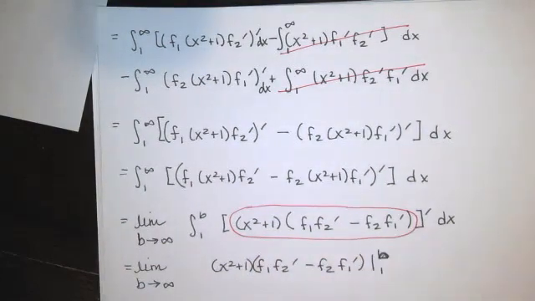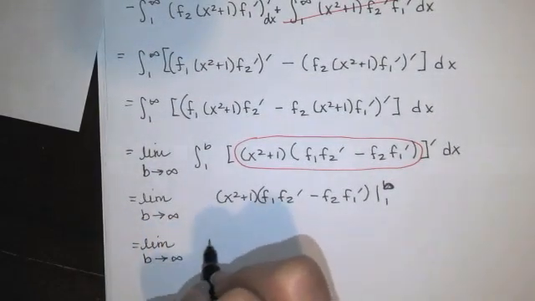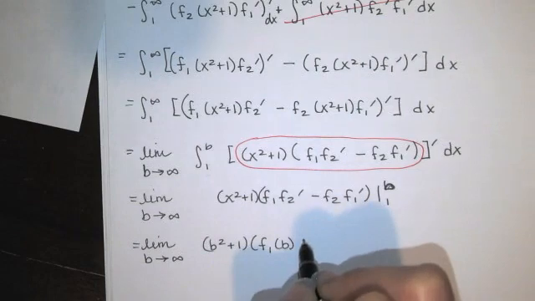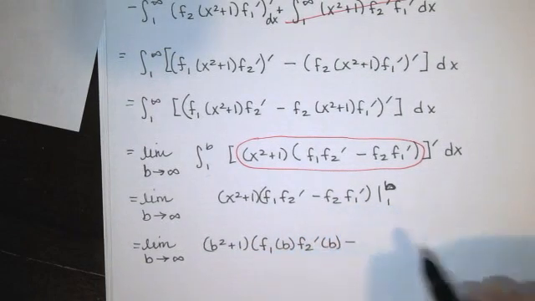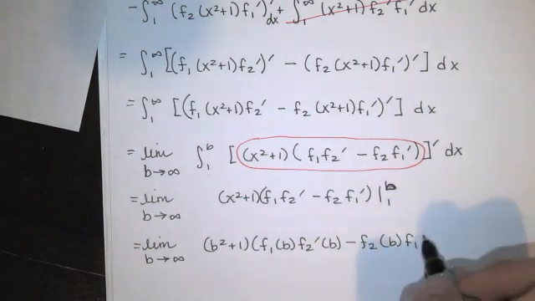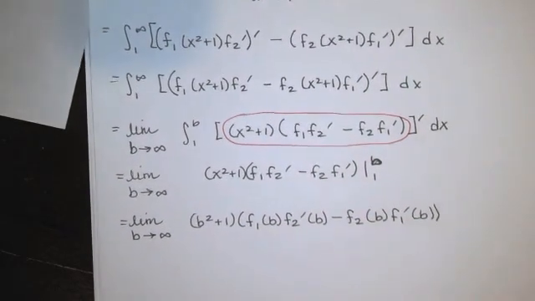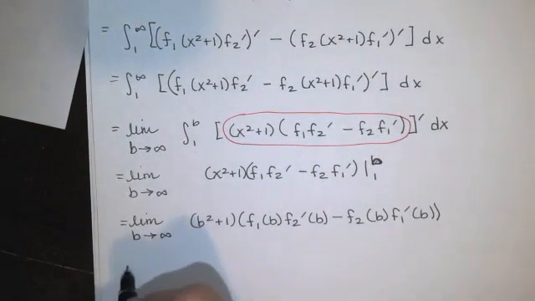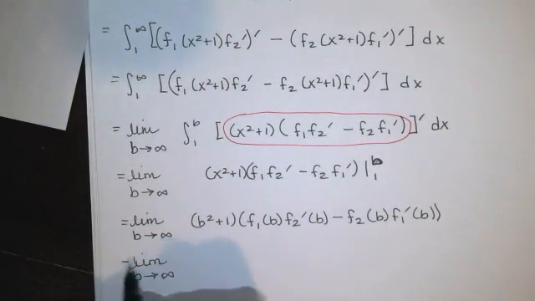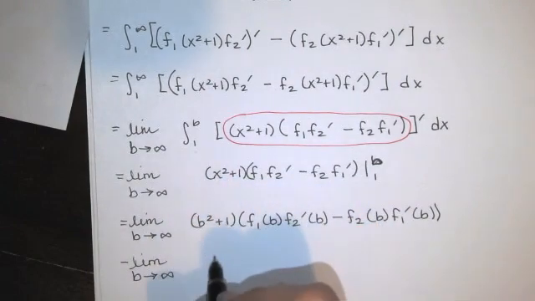We evaluate at 1 and b and we subtract. That's what we get when we evaluate at b. When we substitute in 1, we'll get this, and I run out of space, so I'll just write it on another line. I'm subtracting the limit as b goes to infinity of this expression evaluated at x equals 1. 1 squared plus 1 is just 2.